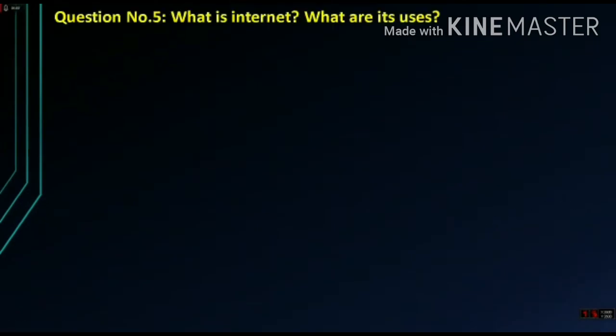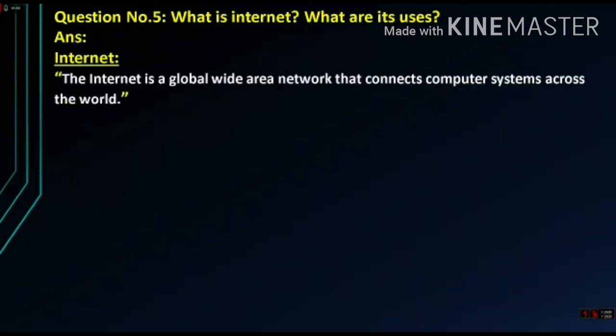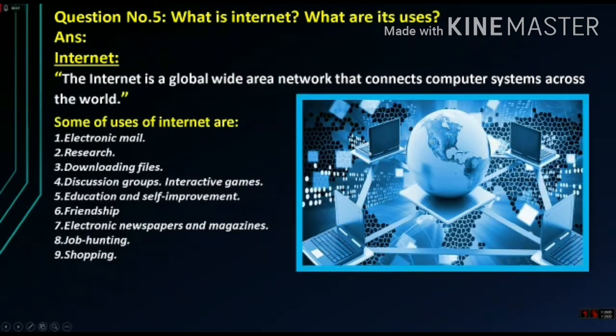Question number 5. What is the internet and what are its uses? Internet is a global wide area network that connects computer systems across the whole world. Computers are connected globally. Some of the uses of the internet are electronic mail, which is called email. Number 2, the internet can be used for research purposes. It can be used for downloading files. Many groups can discuss and play interactive games.